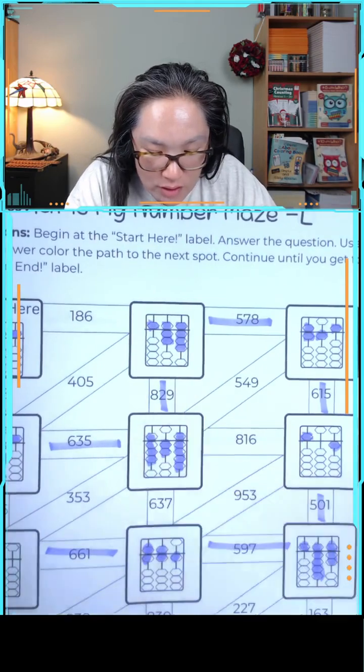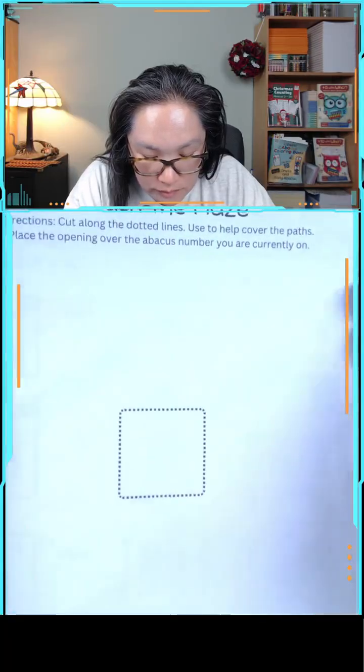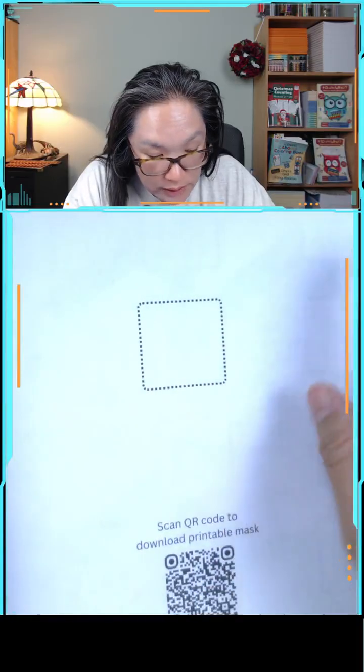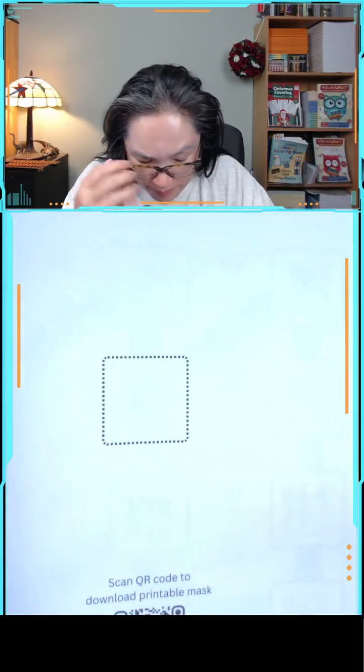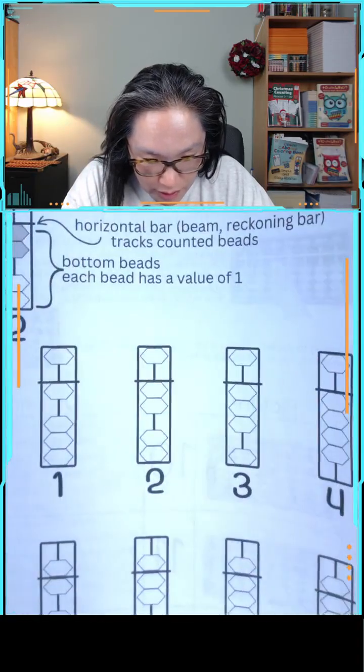And this is all done. But I give you this mask maze in the beginning of the book. It's up to you if you want to download a better one. You can download and print it on a better piece of paper. And then here is an explanation on how to read the abacus.